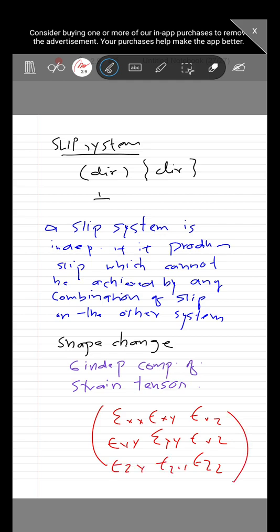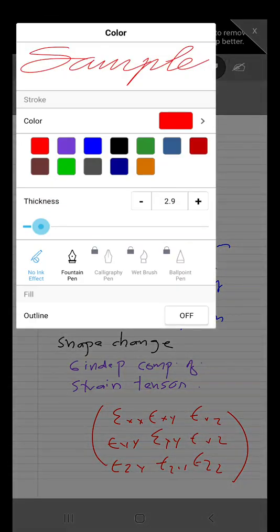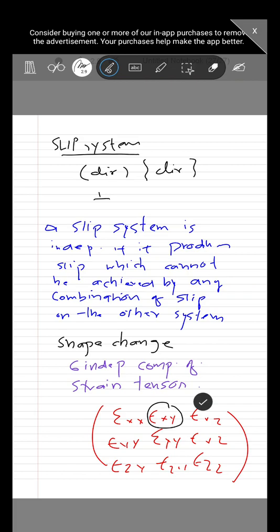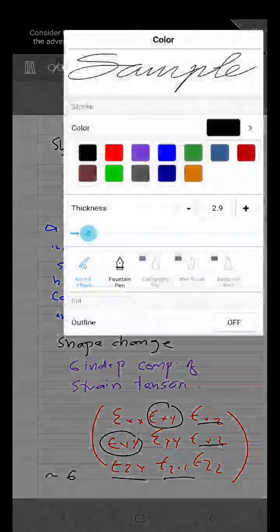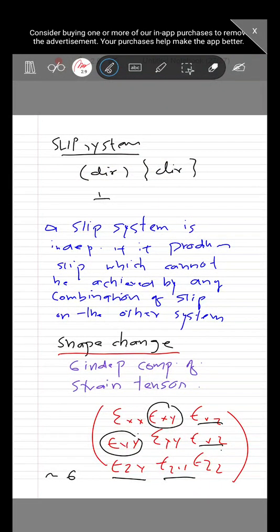Why is it called six? Because we are considering XY and YX as the same, similarly ZY and YZ as the same, and ZX and XZ as the same. So effectively there are six components, and a shape change can be described by these six components. These are the three normal strains, the diagonal ones, and the rest are the shear strains.